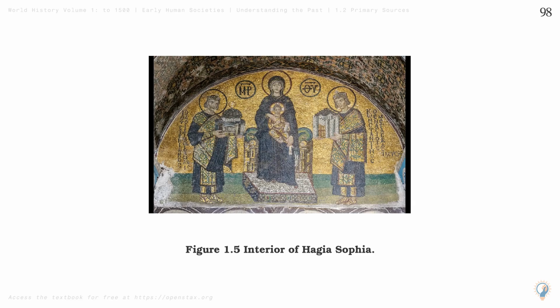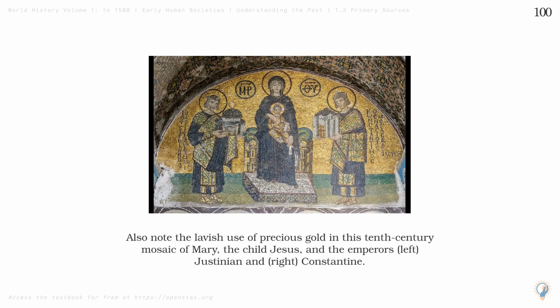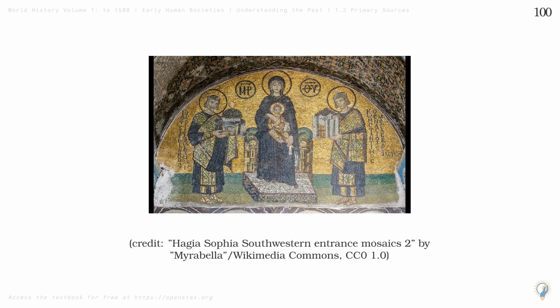Figure 1.5 Interior of Hagia Sophia. The Greek Christian iconography found in the interior of the Hagia Sophia includes halos on the figures, signifying holiness. Also note the lavish use of precious gold in this 10th century mosaic of Mary, the child Jesus, and the emperors, left, Justinian and, right, Constantine. Credit: Hagia Sophia Southwestern Entrance Mosaics 2 by Mirabella/Wikimedia Commons, CC 01.0.